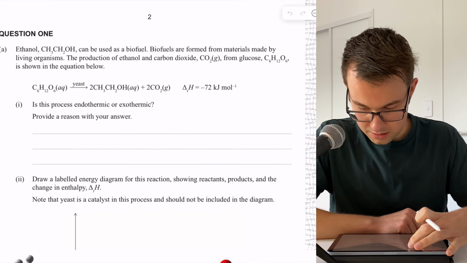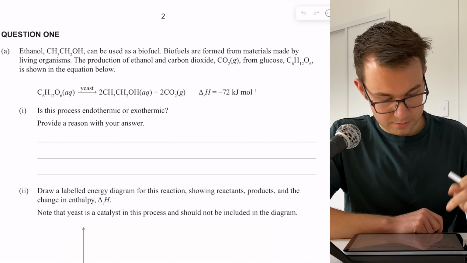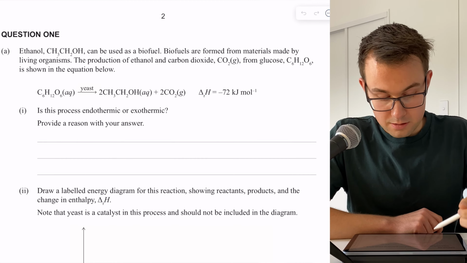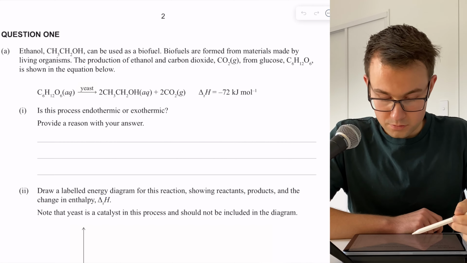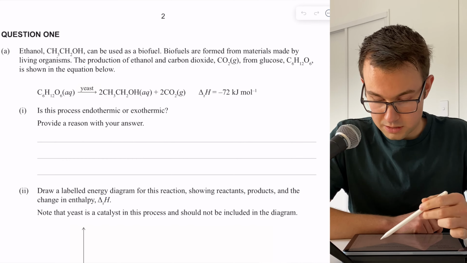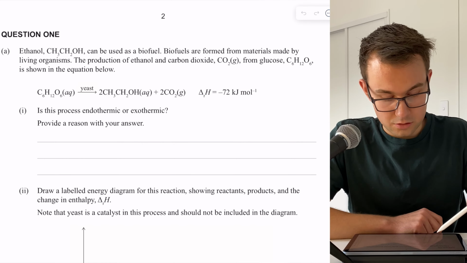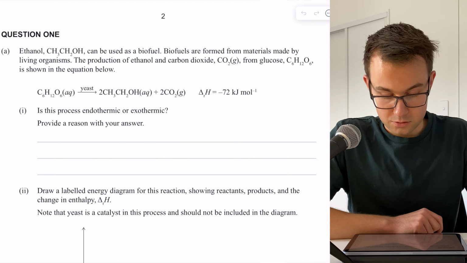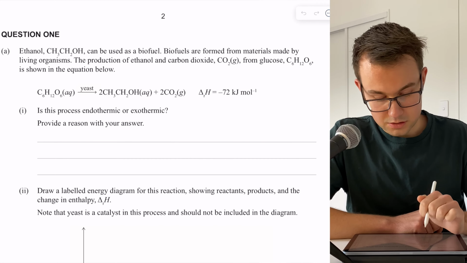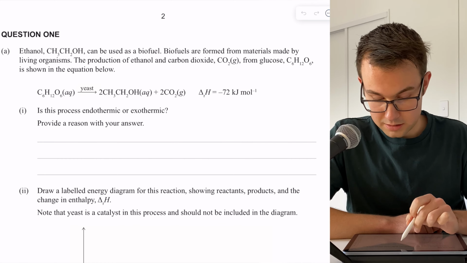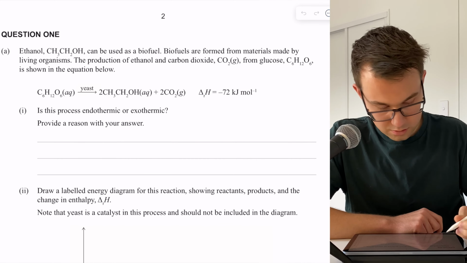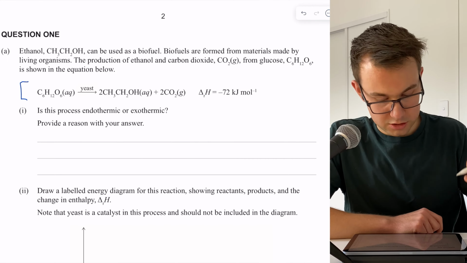Okay, so, question number 1. Ethanol can be used as a biofuel. Biofuels are formed from materials made by living organisms. Now that's very cool, that's quite fun. So the production of ethanol and carbon dioxide from glucose is shown here in this equation.